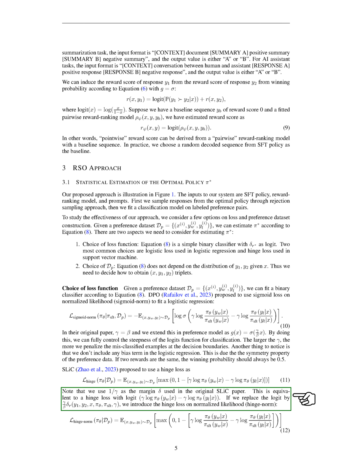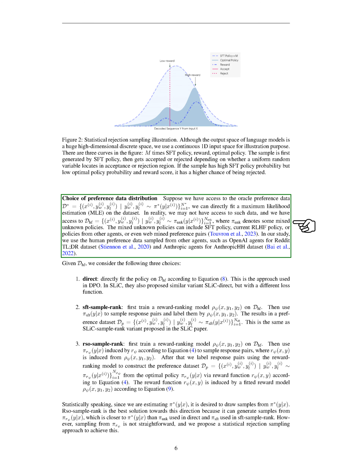Section: Choice of preference data distribution. Let's discuss how we choose the distribution of preference data. Ideally, we would have access to a perfect set of preference data, denoted as D. This data would allow us to directly apply a maximum likelihood estimation, MLE, to the dataset. However, in reality, we often don't have access to such perfect data.